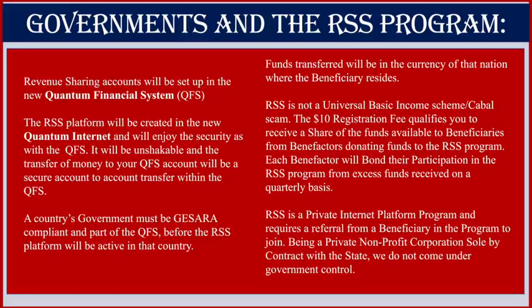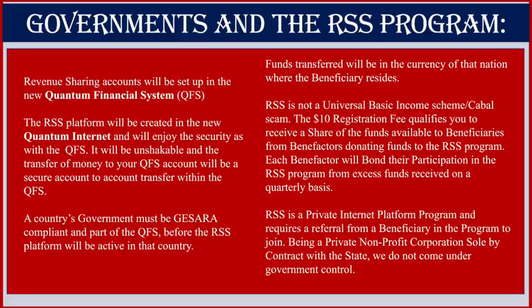Let's say you have the mayor and he has his projects that he wants to do. So we set up a trust for whatever purpose that he wants to do, and he manages it as a trustee. He's a trustee. The RSS platform will be created in the new quantum internet and will enjoy the security as with the QFS. It will be unhackable, and the transfer of money to your QFS account will be an account-to-account transfer within the QFS.